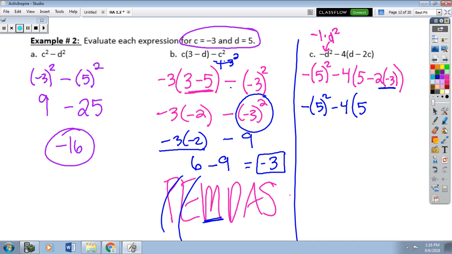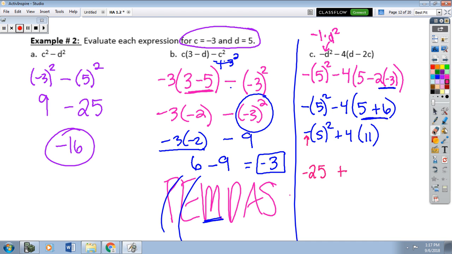-2 times a -3 is a positive 6. Add those together to get 11. And now we're going to go to exponents. Again, this is 5 squared, which is 25, but there's a negative outside, so this is a -25.